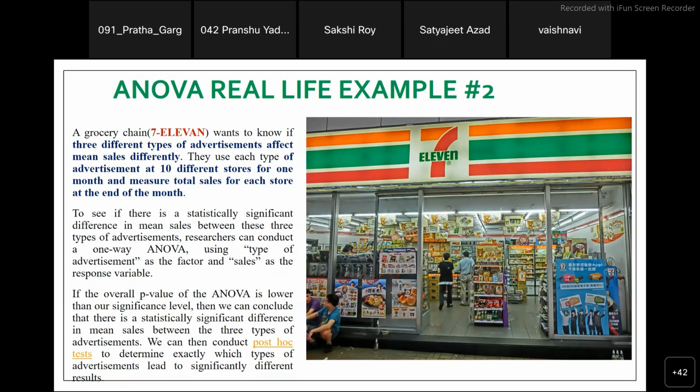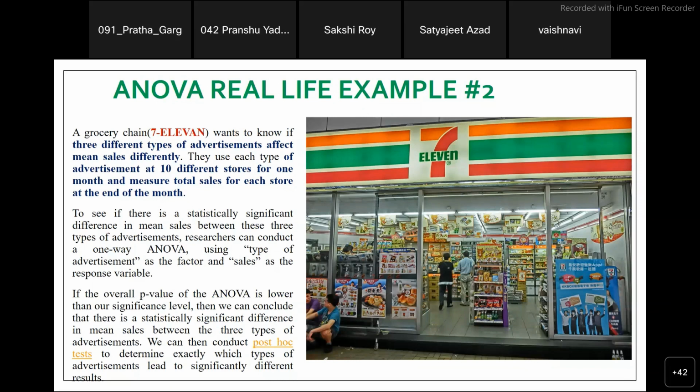Two way. So what are the independent variables here? The 2 independent variables, can anybody tell me? Stores and advertisements. Okay, and three types of advertisements. Good. Types of advertisement and obviously the stores. So these are the 2 categorical variables.